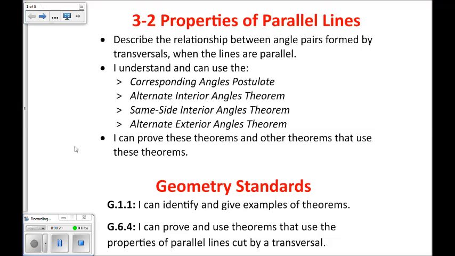You should know what these theorems are: the corresponding angles postulate, the alternate interior angles theorem, the same side interior angles theorem, and the alternate exterior angles theorem. You should also be able to prove these theorems and other theorems that use these theorems.